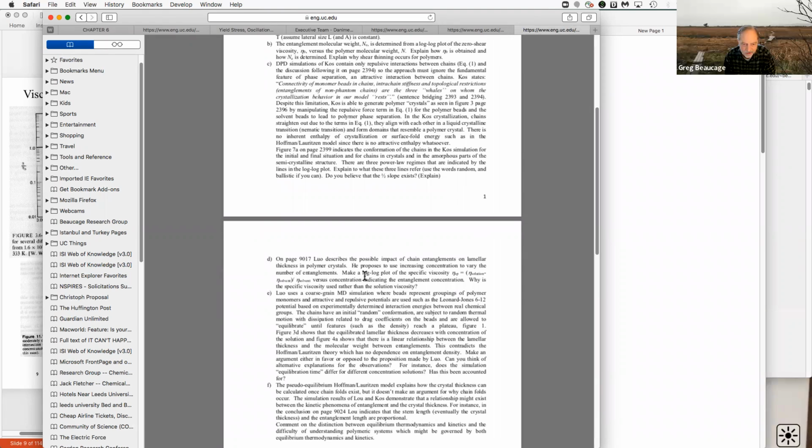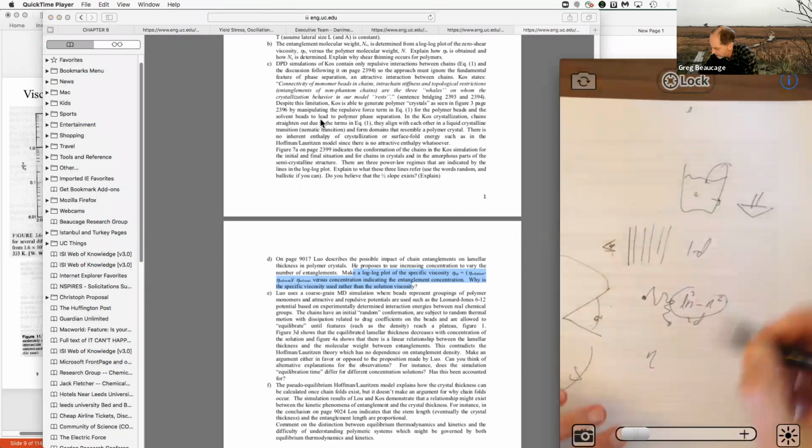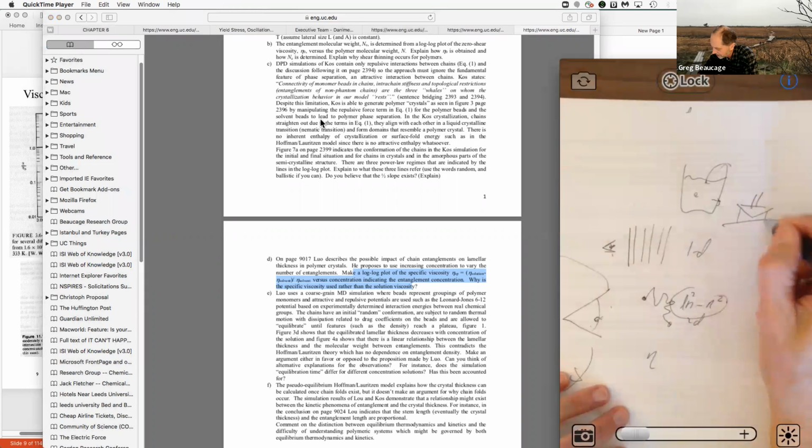Then he talks about concentration, so I think everyone got that too. Specific viscosity is going to be the viscosity that you measure. You make a solution: you have a bucket, you throw your polymer in, and then you measure the viscosity of that. So you have your viscometer with your fluid in it, you spin it, and you get the viscosity, right? And you're doing it at a slow rate.